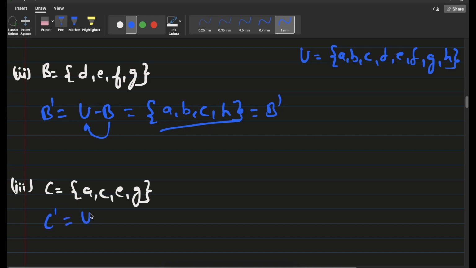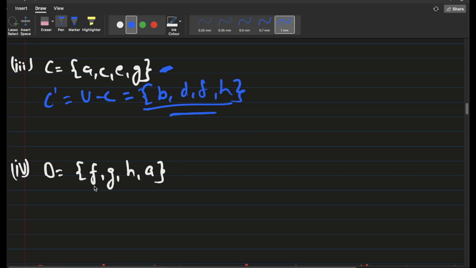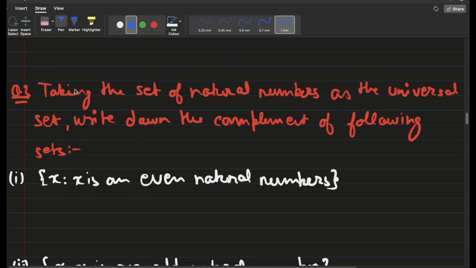C's complement would be once again U minus C, which will be A we have removed. We are left with C, D, I guess F and H. This is our answer of C complement. If our universal set is this and C is this. Moving on to next question, F, G, H, A. Now D complement would be once again U minus D, which will be B, C, D, E. We have removed F, G, H, so this would be our answer, B, C, D, E. Okay, moving on to the next question.